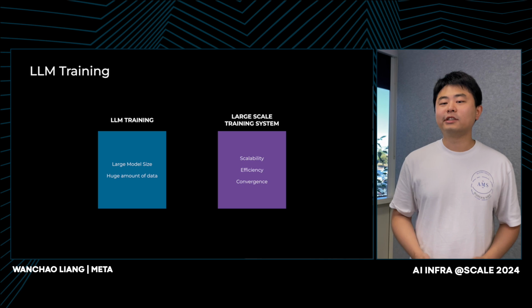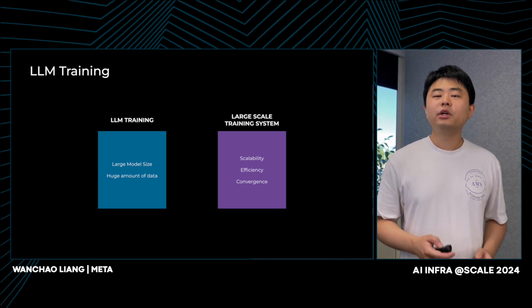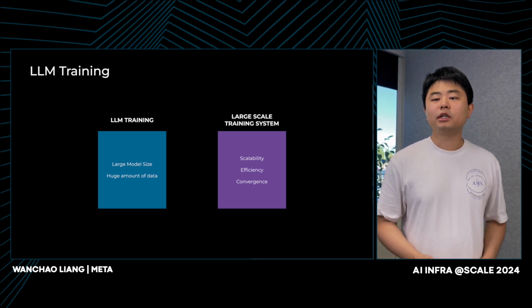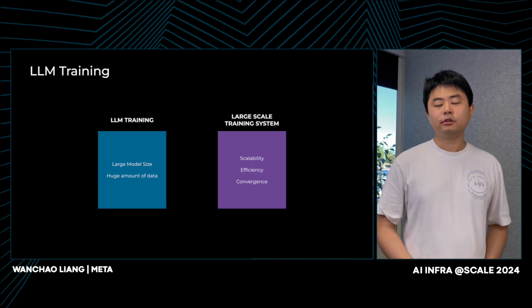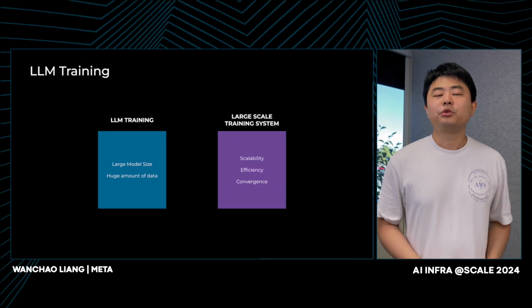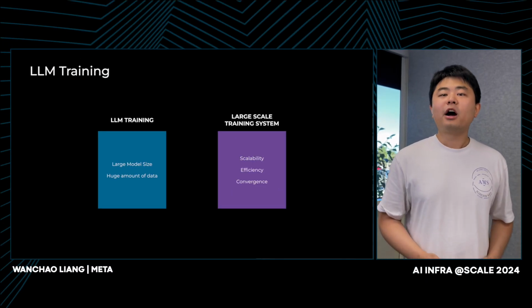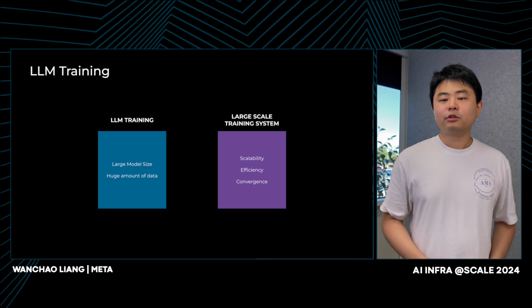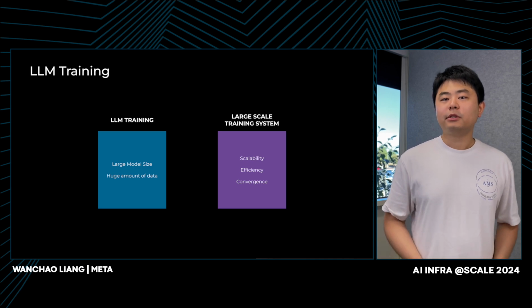Given the large model size and huge amount of data, the training would take millions of GPU hours or hundreds of years to finish. So we need a robust large-scale training system that could scale the model training to tens of thousands of GPUs, staying training efficient and converging as if we are training on a single device. This requires many innovations, from hardware level to software level and many system level optimizations.